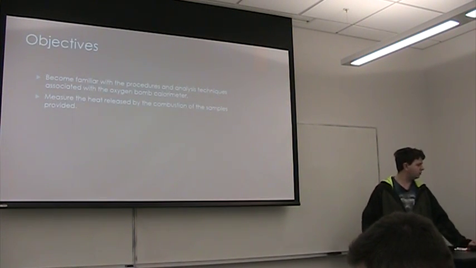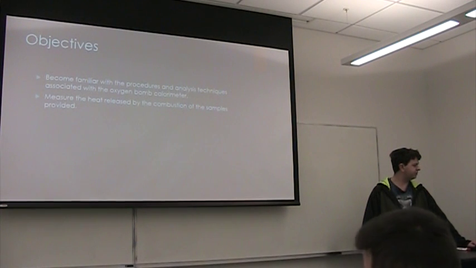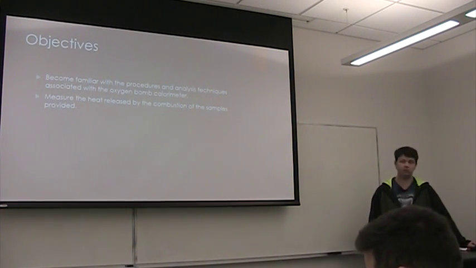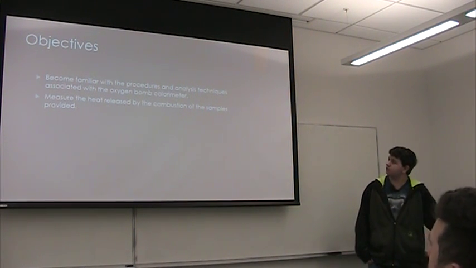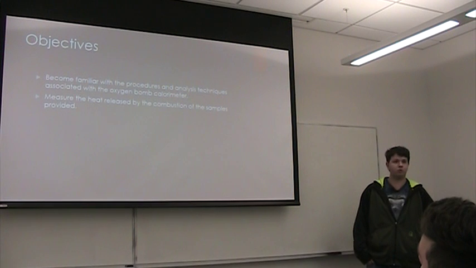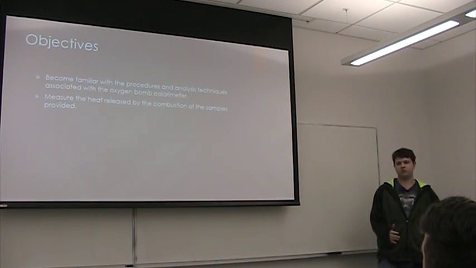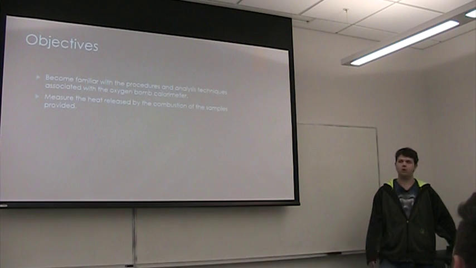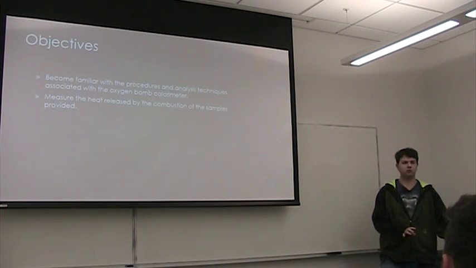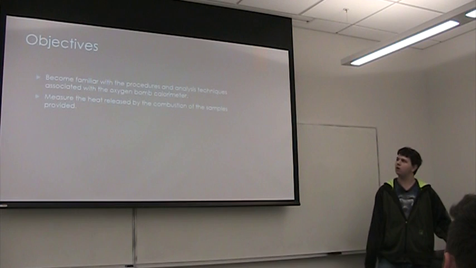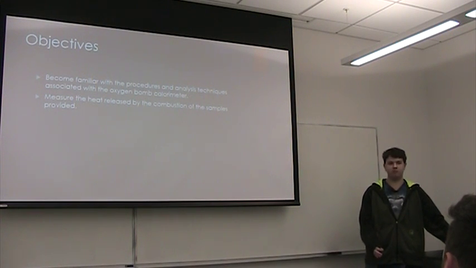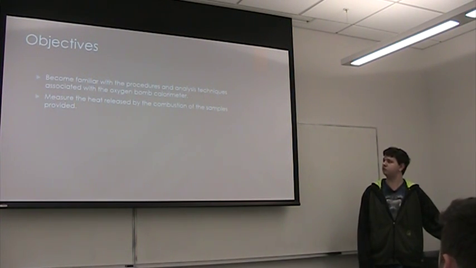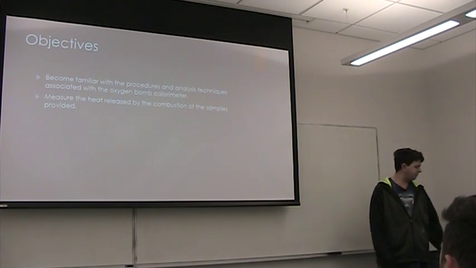So the objectives: become familiar with the procedures and analysis techniques associated with the oxygen bomb calorimeter, and measure the heat release by the combustion of the samples provided. One is going to be known, benzoic acid, and we're going to find the thermal capacitance of the system from that known heat release. And then we're going to have an unknown fuel sample, and we're going to measure the heat of combustion for that unknown fuel sample.